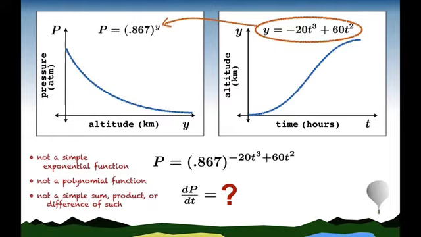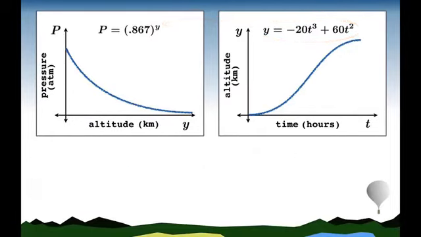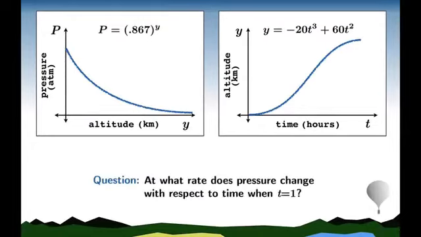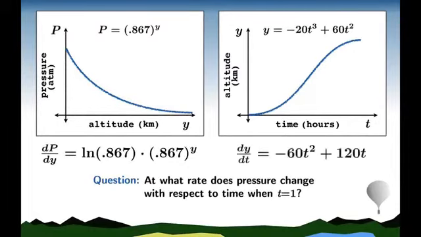The chain rule is the way for generally taking derivatives of composite functions. So let's make our question even more focused. Let's ask, at what rate does pressure change with respect to time when t equals 1. So we have in mind a very particular moment. We want to find the rate at which pressure changes with respect to t. Even though we can't take the derivative of the composite directly, we do know how to take the derivative of each function individually. The left-hand function is a pure exponential function and the right-hand function is a polynomial. So finding these derivatives is no problem.